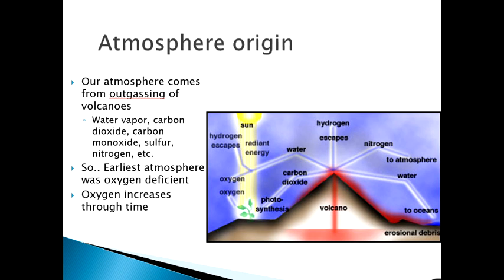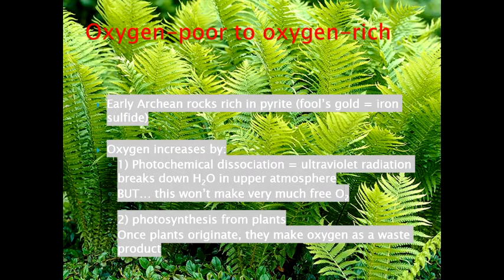Therefore, we have an origin of an atmosphere which is very different than today, and so we need to have some mechanisms to increase the amount of oxygen through time. Well, this can be done several ways, but first of all, let me talk about how we know, or how we confirm, that this early atmosphere had not much oxygen.